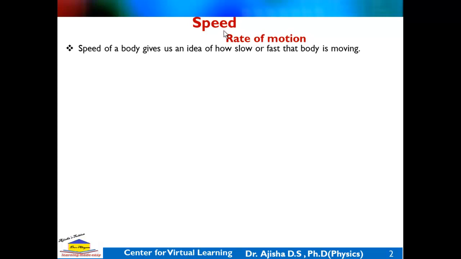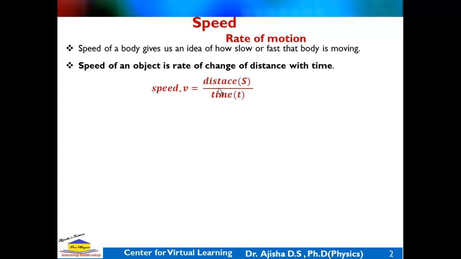Now, speed is the distance traveled by the object in a particular time. The rate of change of distance with respect to time is called speed. So speed is calculated by the formula: total distance traveled by the object divided by total time taken for the travel. Normally speed is denoted by the symbol V, or instead of V you can use the symbol U. Speed is equal to total distance traveled divided by total time taken.